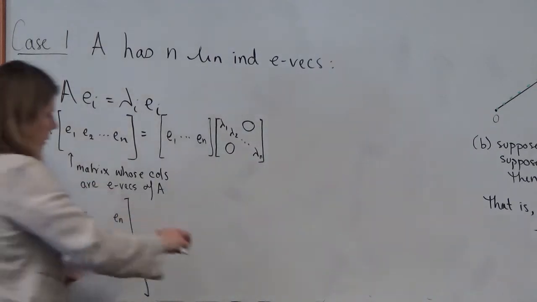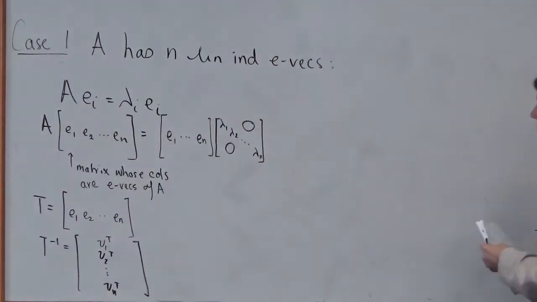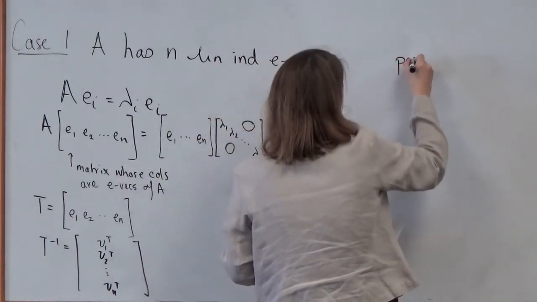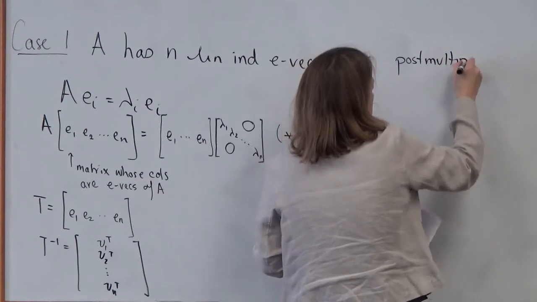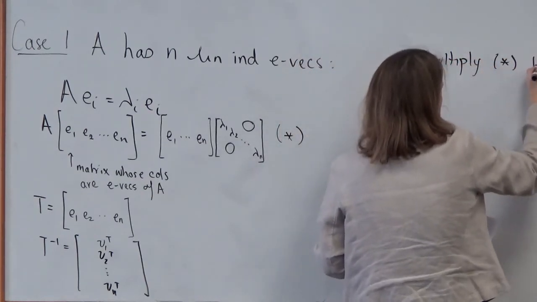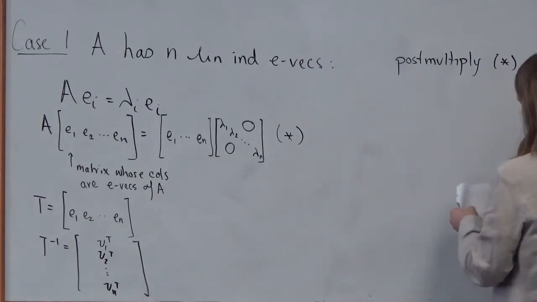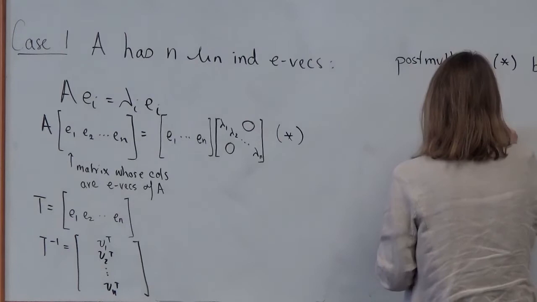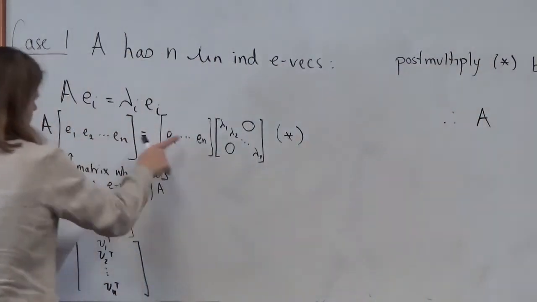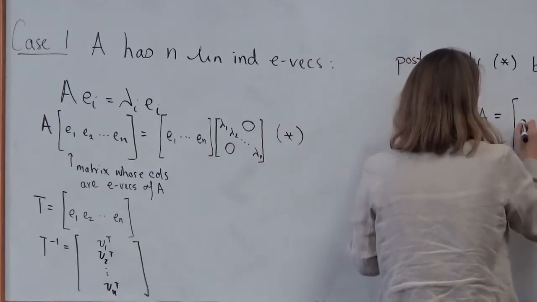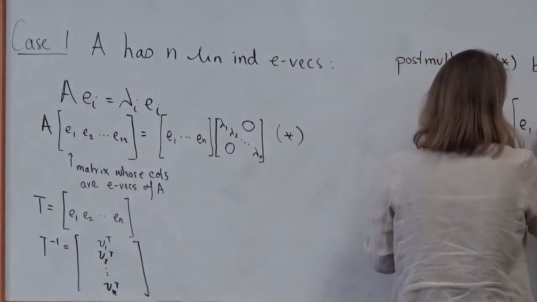Okay, so now I go back to this equation here that I started with, let's call it star, and post-multiply equation star by this matrix T inverse. All right, so then we end up with A. T times T inverse is the identity. And on the right-hand side, we have something that looks like this.